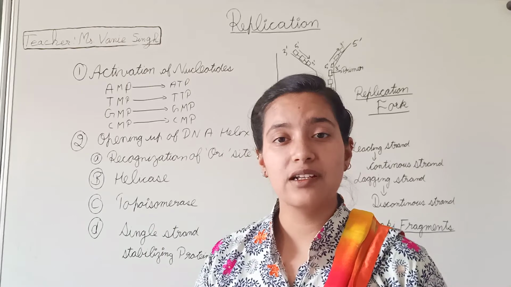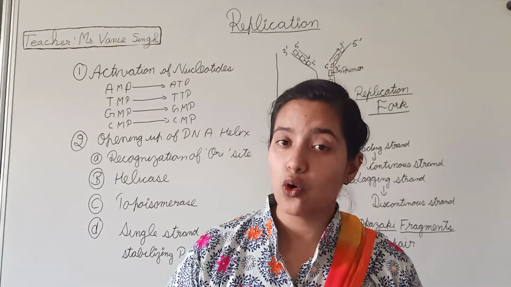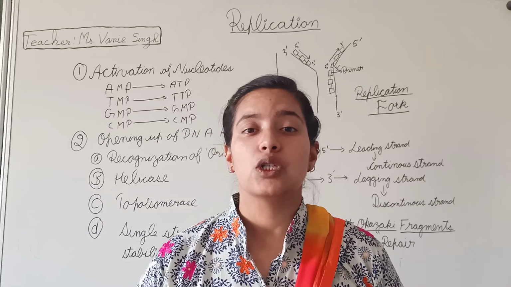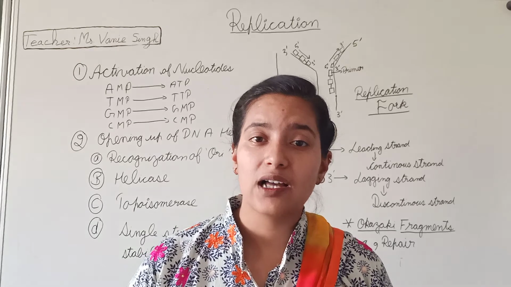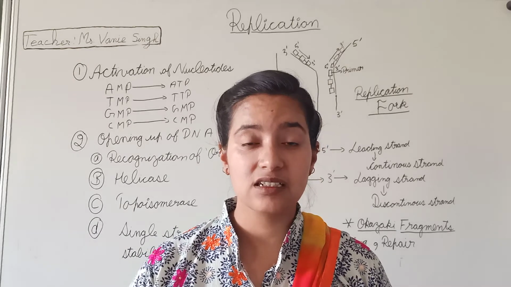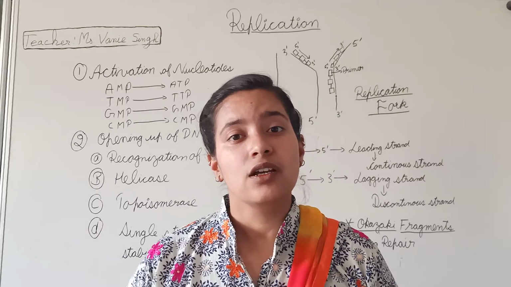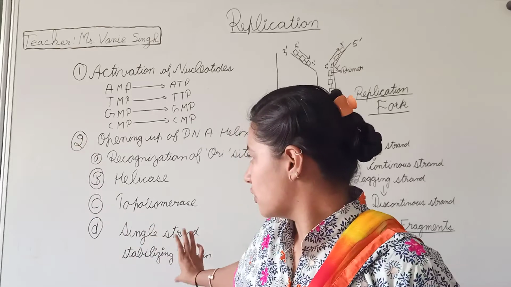So, the next point is the recognition of the ori site. Ori site simply means origin site. In prokaryotes, there is only one ori site, and in case of eukaryotes, there are many origin sites. So, I hope this one is clear to you.